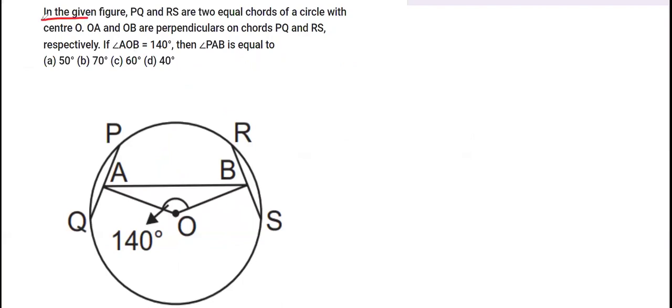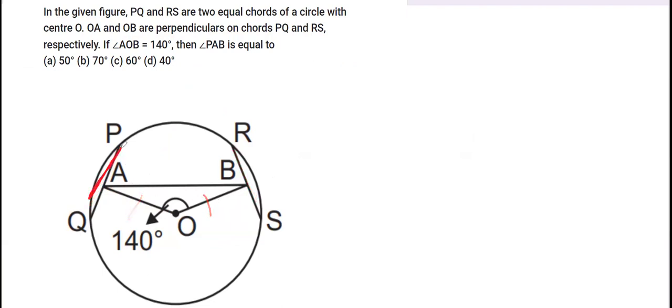In the next question, there is a figure, as you can see. PQ and RS are two equal chords. So this chord PQ and the chord RS are given equal. We also have OA and OB as the perpendiculars drawn on these chords from the center. It is very important to remember that a perpendicular drawn from the center bisects the chord. At the same time, if two chords are equal, then their distances from the center are equal.